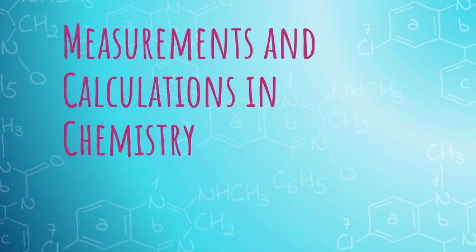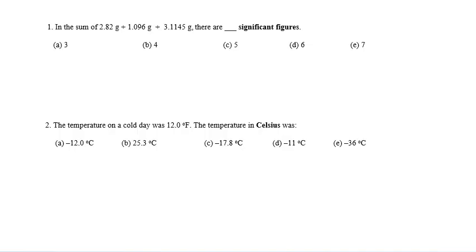Let's go ahead and see some practice questions on measurement and calculations in chemistry. In the first practice question, in the sum of 2.82 grams plus 1.096 grams plus 3.1145 grams, there are dash significant figures. So first we have to add them together.